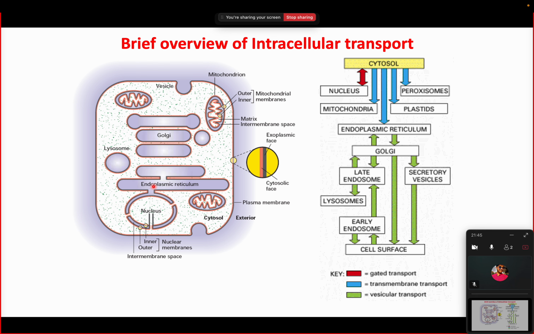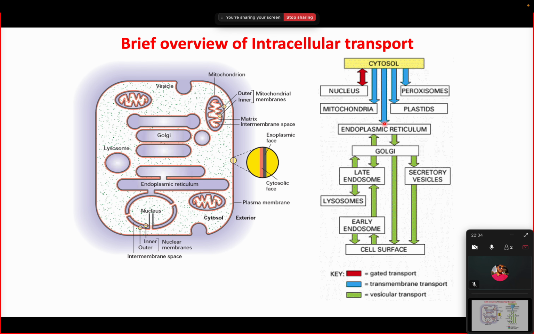Now this is a very simplistic way of understanding how intracellular transport takes place. As you can see, the red arrow indicates gated transport. So what is gated transport? Gated transport means it is mediated with the help of proteins, correct? Transmembrane transport means the transportation is taking place with the help of transmembrane transporters or integral membrane transporters. The green one is the vesicular transport, meaning the bilayer will be pinched off from the membrane, and that membrane will have to fuse to its destination for releasing the cargo or the substrate molecule, whatever we are transporting at the end of the day, right?